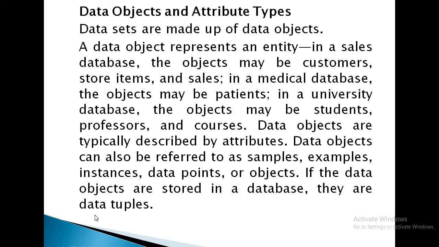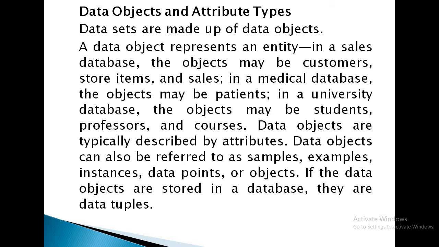Now I am going to explain about data objects and attribute types. Before entering this topic, first we should know what is meant by data object. Object means everything in this world is called an object. Data sets are made of data objects.